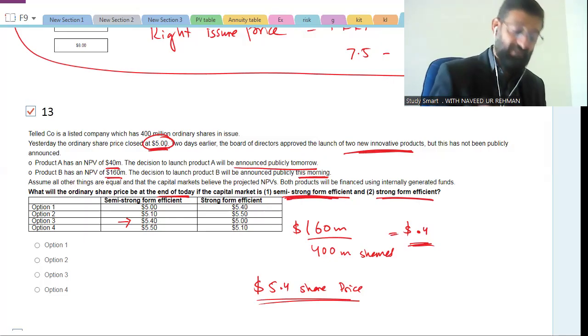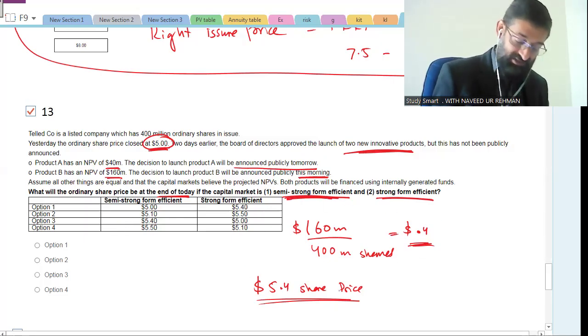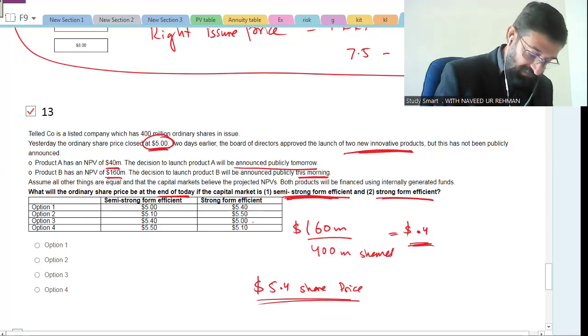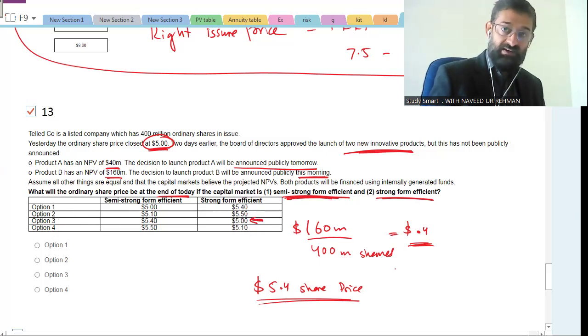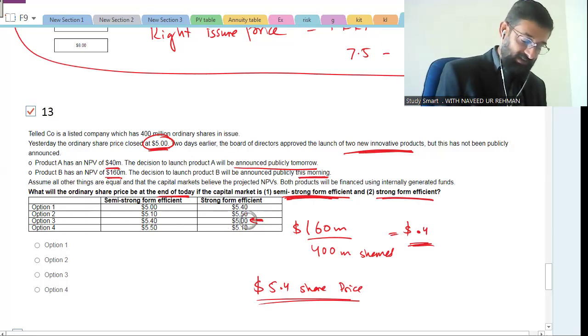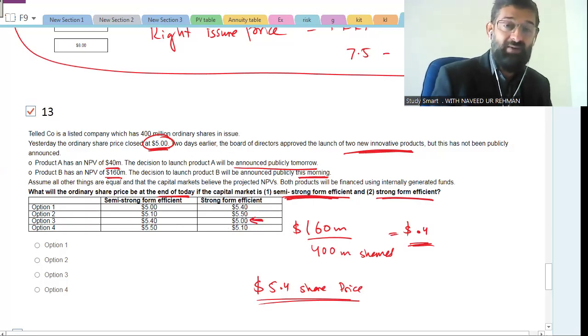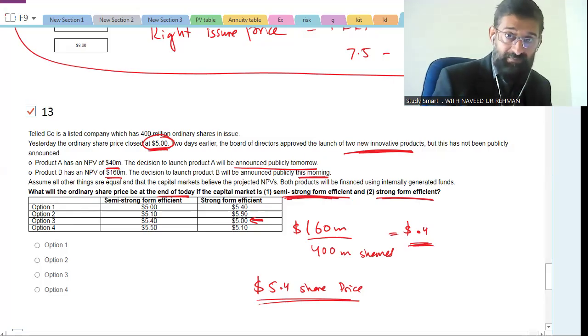It will remain $5. Now, just in case you have not done this calculation, if in a strong form efficient market it is $5, the only $5 option available is the third option, which is option 3. So it means that you don't even have to do this calculation. So even without calculation, you can find the right answer. This is what I was talking about, that in the real examination, you have to think about time saving, okay?